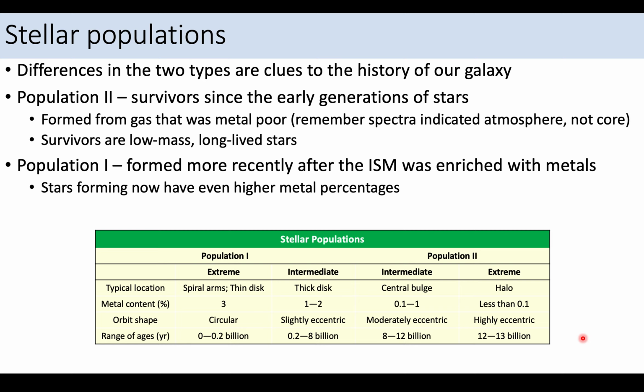So they're very long-lived, they're super old, they're low mass because there isn't much metal. Population 1 stars, however, formed more recently after there was metal, after the ISM, after the galaxy was enriched with metals. So the stars forming now have a higher percentage of metal than older stars. So in the very beginning, there was no metal to be had, so the stars don't contain any metal. Whereas stars forming now are going to have the highest metal percentage because metal has been slowly accumulating in the ISM and in our galaxy.